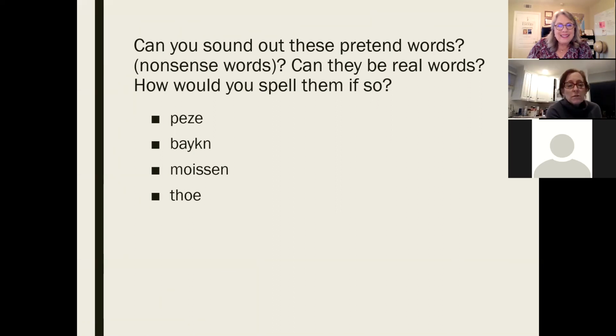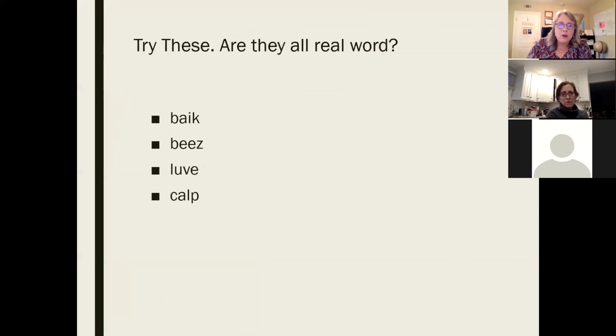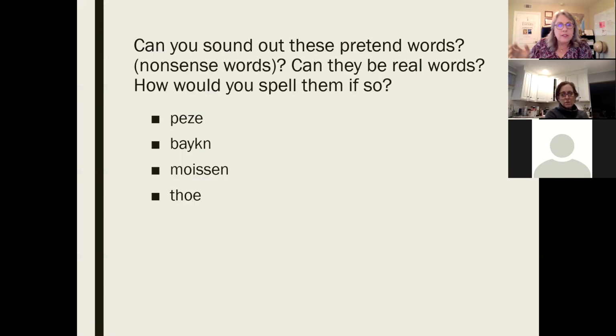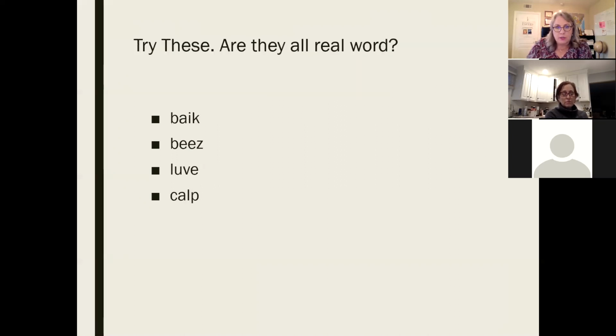Okay, I would say peas, I would say baking, I would say moisten, and I'm going to say toe or though. Though, okay. And this would be bacon. Bacon. Okay, bacon. Yeah. And then the other question we ask is, is it a real word? It's nonsense how we write it, but is there the correct way to spell it? And all these do have a correct way to spell it. Now these don't. So go ahead and sound those out if you dare to take the challenge, Christina.